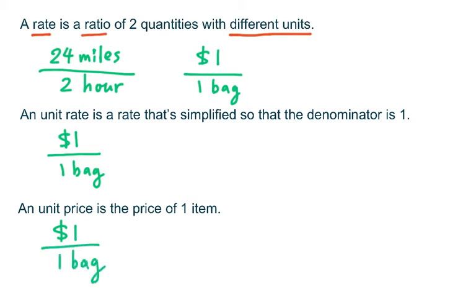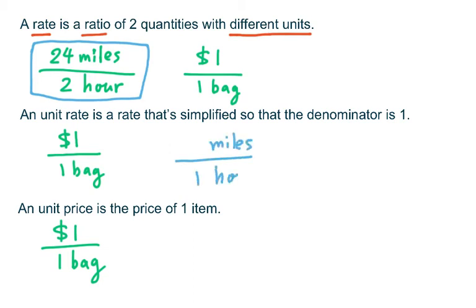Now let's say I take this example right here, 24 miles to 2 hours. I can simplify this to make it a unit rate. So I just need to make sure my denominator is 1. In this case, I am going to have some miles over 1 hour. And what I need to do is divide both the numerator and the denominator by 2. So my unit rate in this case is 12 miles to 1 hour.